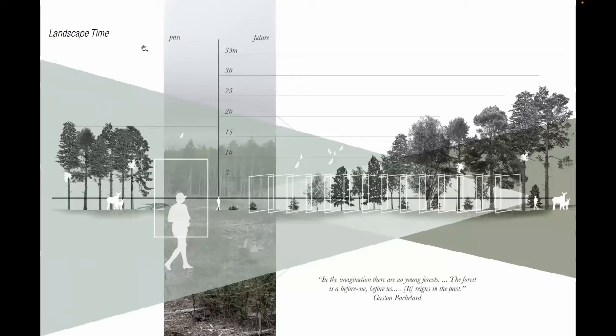The French poet Gaston Bachelard writes that in the imagination, there is no such thing as a young forest. The forest exists before me, before us. It reigns in the past. So in this project I've just shown you, the architecture confronts this by projecting the before time into the future, framing a relationship between inhabitants, or us, and the long, slow process of landscape time.